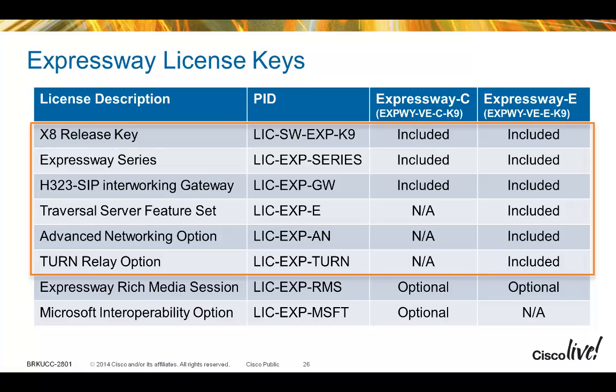Same thing if you order the non-$0 appliances, you get all these option keys. So we're giving you the advanced networking. That's the dual NIC/NAT option, right, for your Expressway E. We're giving you all the turn licenses you need. The traversal feature set is also, of course, included for the E.